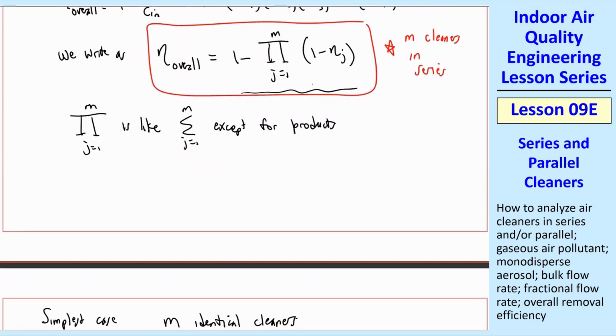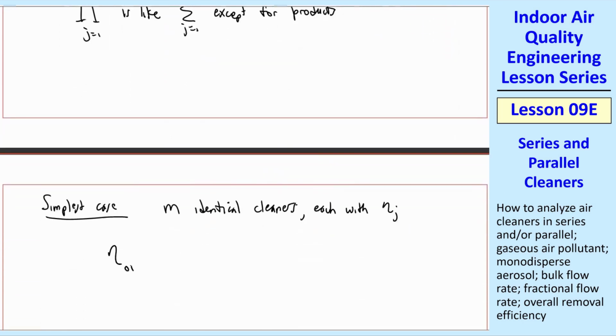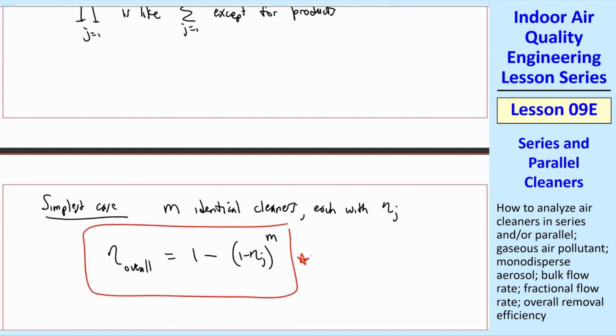You're going to have 1 minus, and then you're multiplying 1 minus eta j times 1 minus eta j m times. So eta overall will be 1 minus, and then 1 minus eta j times 1 minus eta j times 1 minus eta j, m times, which gives you an exponent m. This is a simple case for m identical cleaners in series.